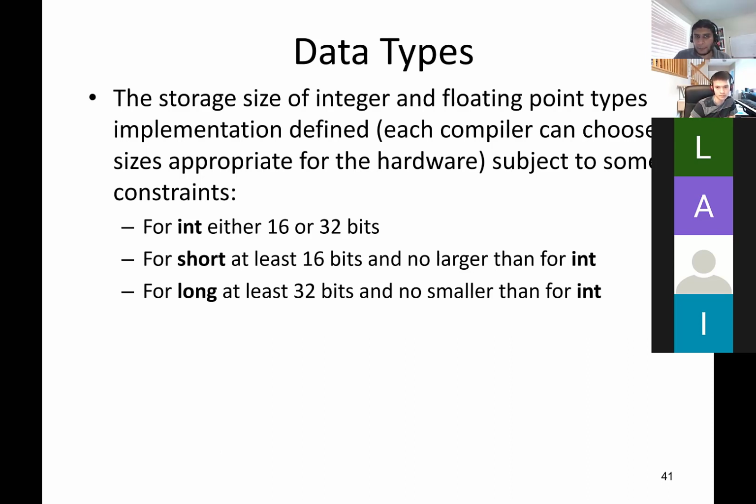Good. So this is what we mentioned, that short and long are specific types of int. The short should be at least 16-bit, but because it's short int, its maximum size is the int, while long is at least 32 bits, and it cannot be smaller than a general int.